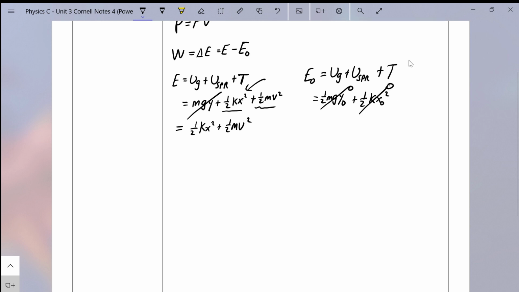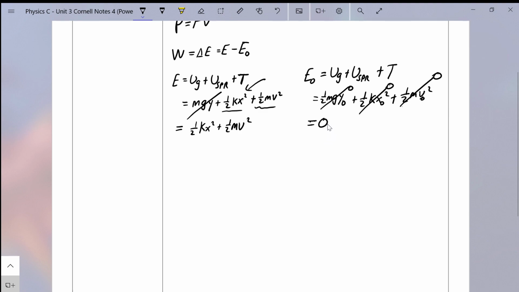We said that there will be no force initially on the spring because it's at its natural length, and so there will be no energy in the spring as well. And then 1/2 mv naught squared, the initial, is also 0. This is 0 because we are starting from rest. So if I rewrite this, it turns out that the energy initial in my system is 0. And that makes sense because we don't have motion, we're at rest.